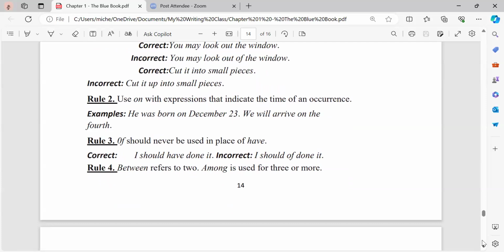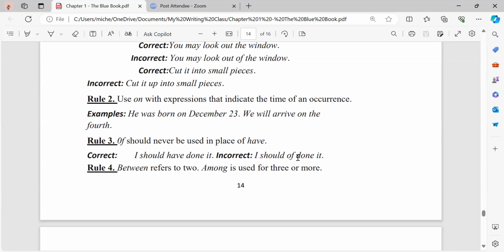So now we have rule number two: use "on" with expressions that indicate the time of an occurrence. He was born on December 23. We will arrive on the 4th. So remember that every time we are trying to indicate the time of occurrence, meaning when something happened, like at that time, we use the expression "on". He was born on December, and we will arrive on the 4th.